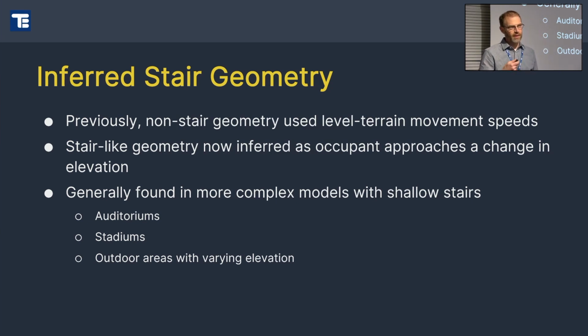What we've done is improved the logic inside Pathfinder to detect these lots of single steps strung together and simulate them as if they were a stair, and use the correct movement speeds for up and down stairs. Generally, we find these in complicated scenarios like auditoriums or stadiums, or even an outdoor area that might have various levels. It's not perfect. It doesn't always give you the exact stair, but it's very close now to what you would get if you had created your model with an official stair element. It's very close to the answer you would get.